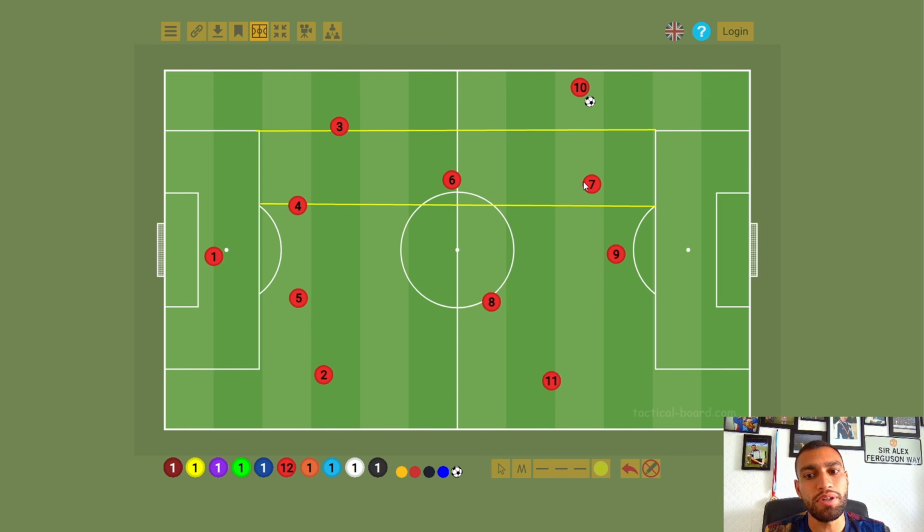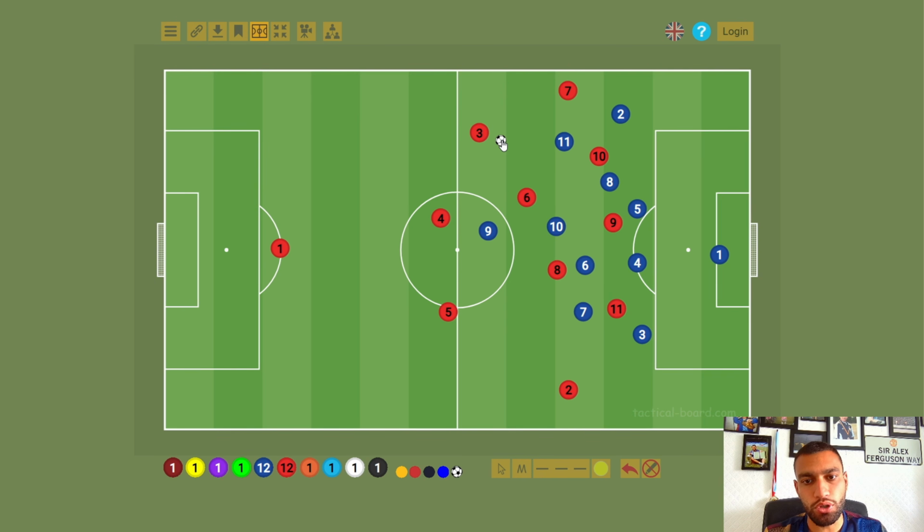And then there could be those combinations where that 7 makes a half space run, makes an underlap here, receives the ball and then crosses the ball in. Or the 10 can put an early cross into the box or drive at the defence and just make things happen from there. But that rotation just creates all sorts of problems.